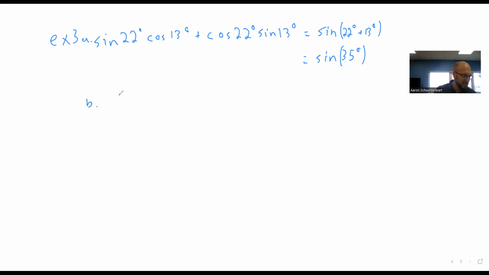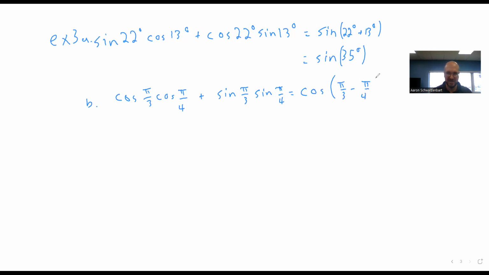B, cosine pi over 3, cosine pi over 4. This one's a plus. Sine pi over 3, sine pi over 4. That looks like a cosine. And because it's a plus here, that means it's a minus in this one, cosine being the opposite.